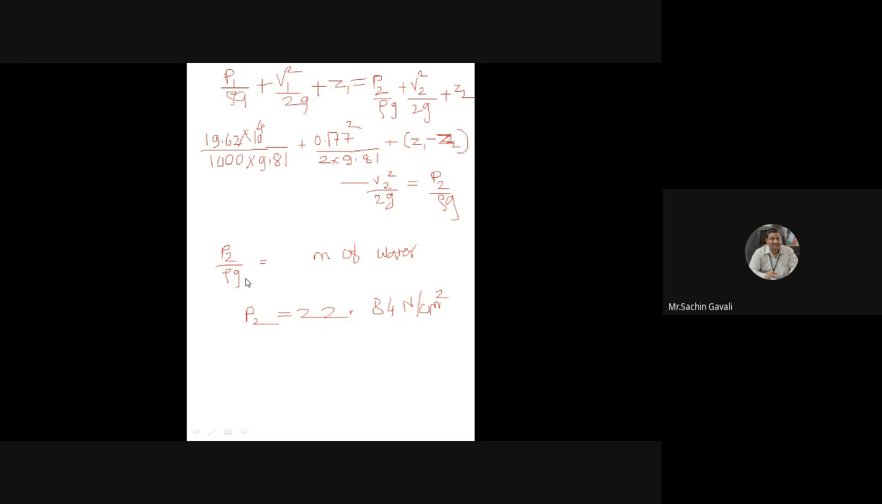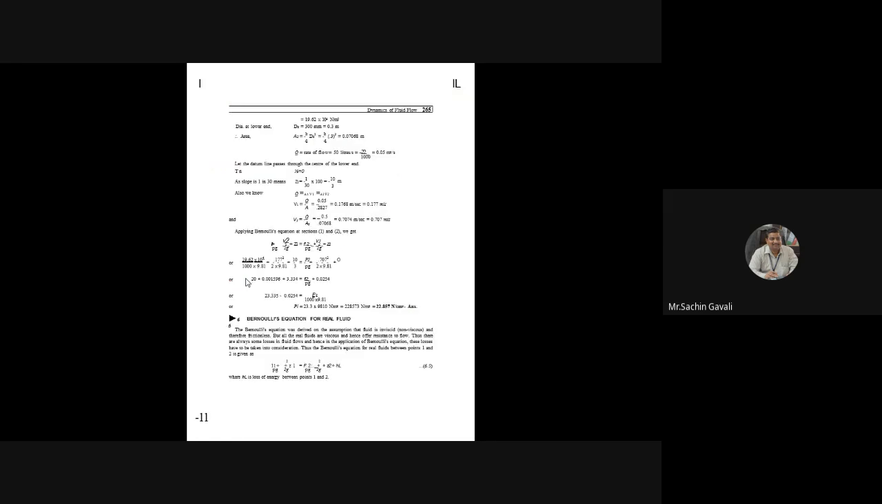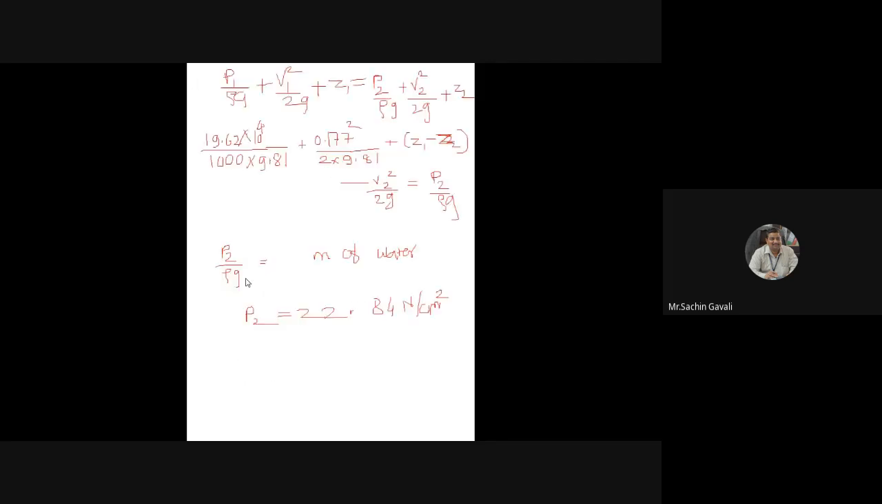So what is the answer of P2 upon rho G? It is coming as 23.3 meter, 22.3 meter of water.